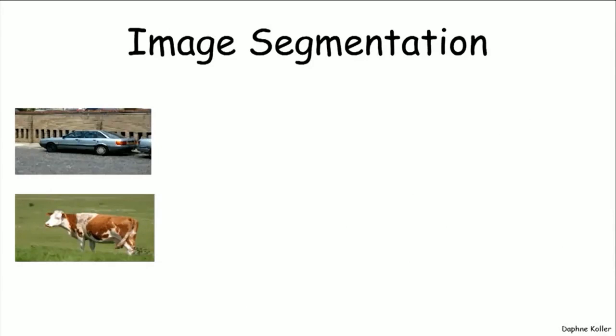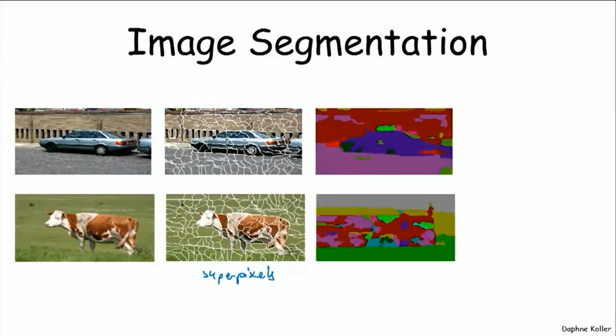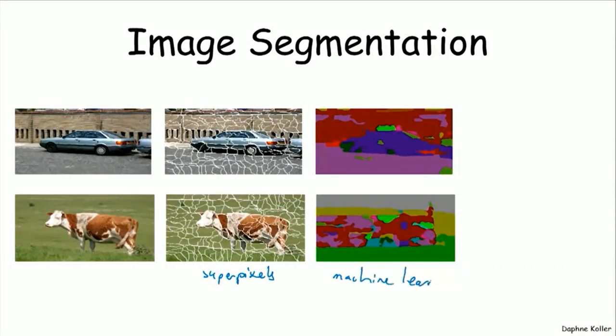Just to motivate the benefits of the PGM framework in this context, let's look at these two images as an example. Here are the original images. This is the division of these images into what I mentioned were called superpixels, which are these slightly larger coherent regions. And this is what you get if you apply a state-of-the-art machine learning framework to individual superpixels separately. So just trying to classify each superpixel separately.